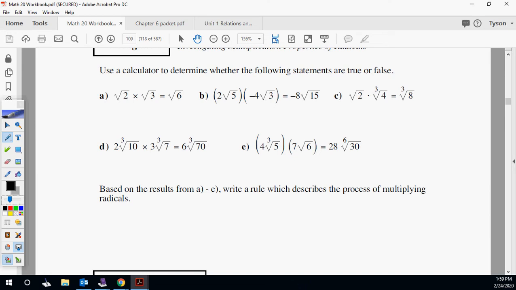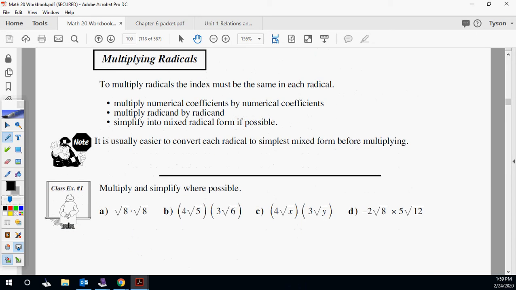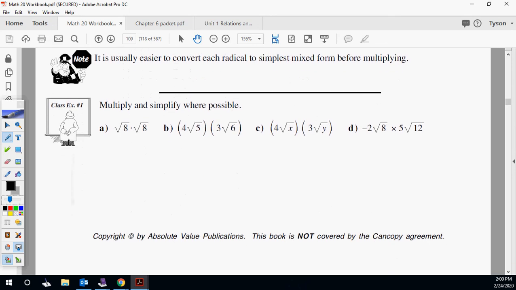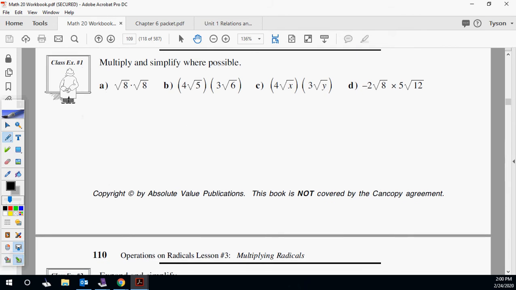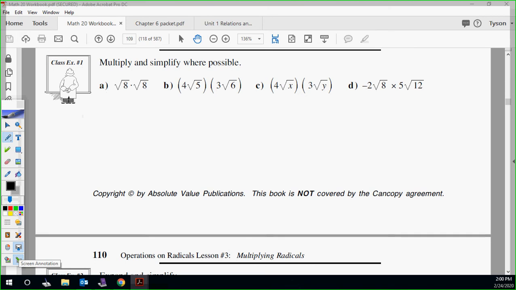Okay, so moving forward here. All right, so the multiplying radicals rule, there it is essentially. Multiply numerical coefficients by numerical coefficients, radicand by radicand, if the indexes are the same. Simplify into mixed radical form if possible. So now we're just going to do a bunch of examples to close out. Like I said, we don't have much today, just mostly examples.